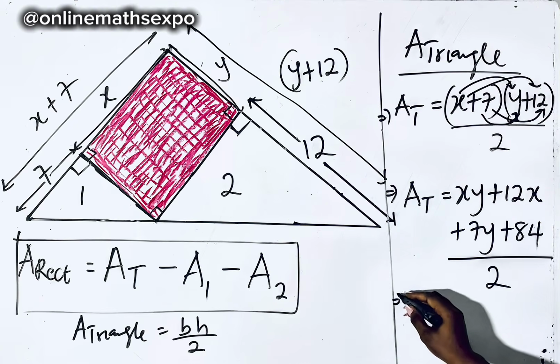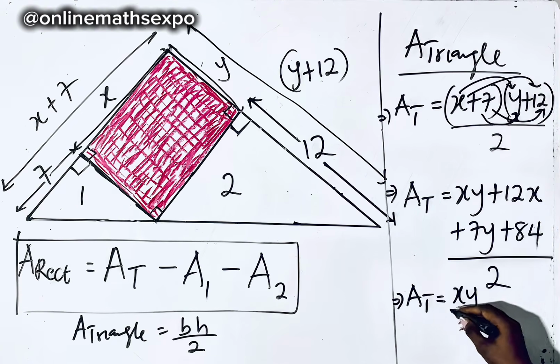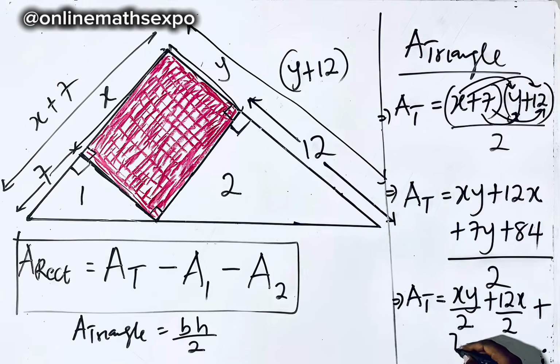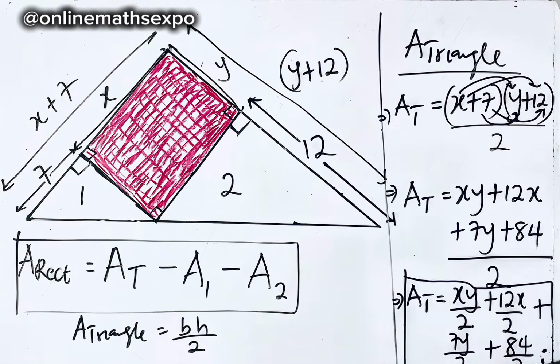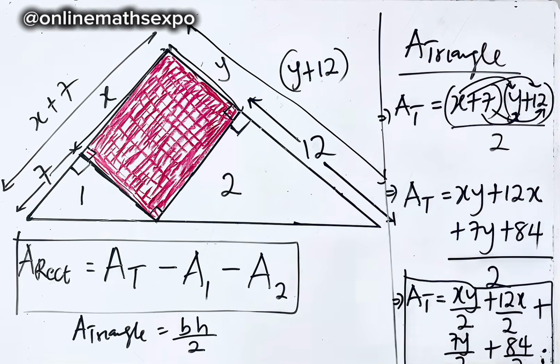And this is the same as the area of that triangle: xy over 2 plus 12x over 2 plus 7y over 2, then 84 over 2. This is for the area of the bigger triangle. Now let's keep it aside and get the area of triangle 1 and then the area of triangle 2.